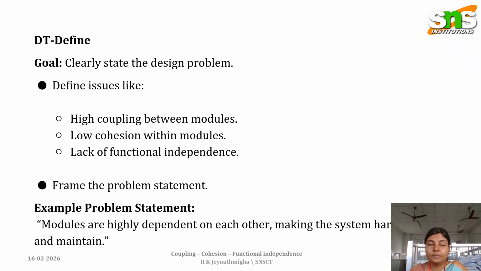Let us define clearly. It states the design problem. Define issues like high coupling between modules, low cohesion within modules, lack of functional independence. It frames the problem statement. Example, modules are highly dependent on each other, making the system hard to maintain.